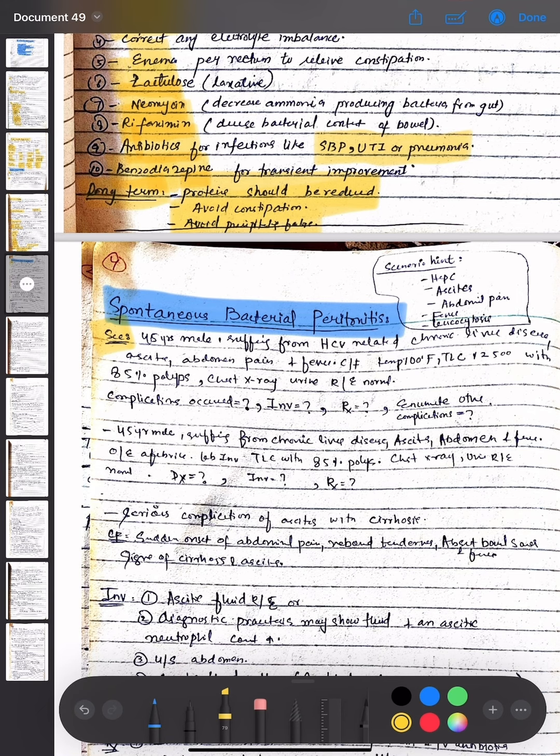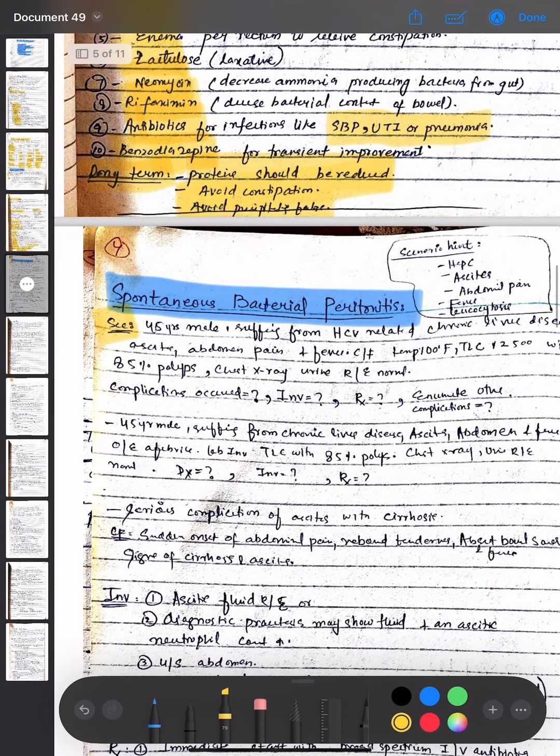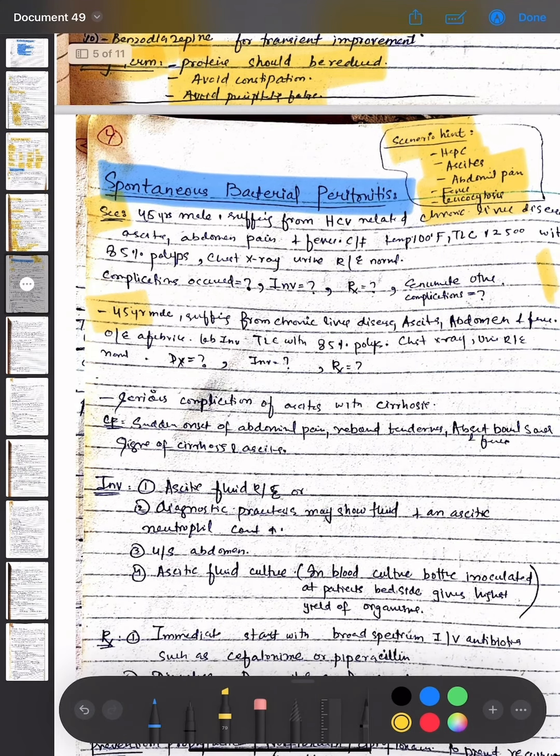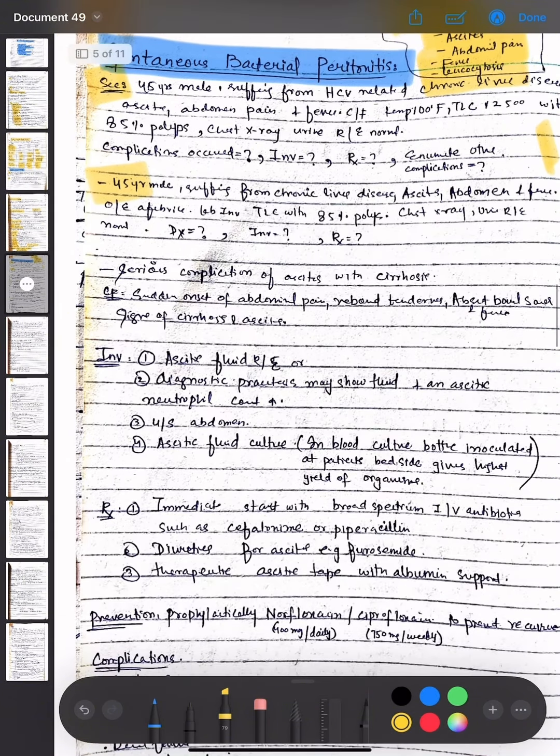Enumerate other complications. In the scenario, the hints for spontaneous bacterial peritonitis are hepatitis C, ascites, abdominal pain, fever, and leukocytosis. Another scenario is a 45-year-old male suffering from chronic liver disease, ascites, and abdominal pain. On examination, he is febrile. Lab investigation: TLC with 85% polymorphs, chest X-ray and urine RE are normal. So, what is the diagnosis, the investigation, and the treatment?